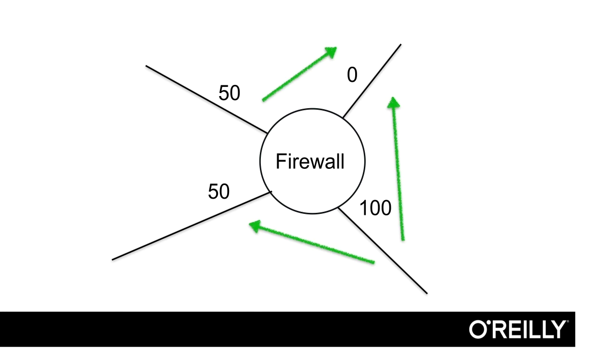The rules about higher to lower that we talked about in the earlier movie still apply. That means that traffic from 50 to 0 is allowed. Traffic from 100 to 50 is allowed. Traffic from 100 to 0 is allowed, while traffic in the opposite directions is blocked.